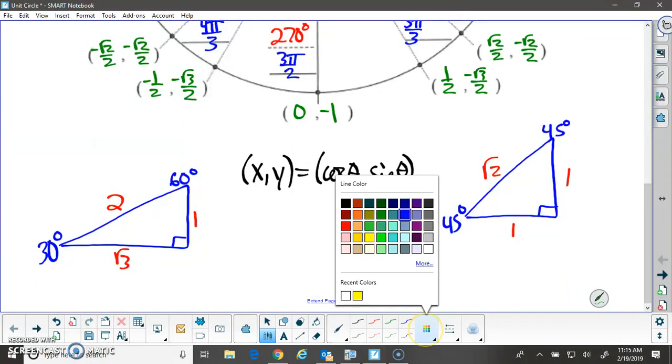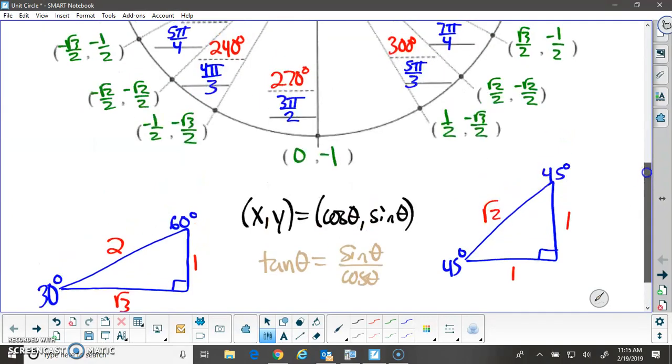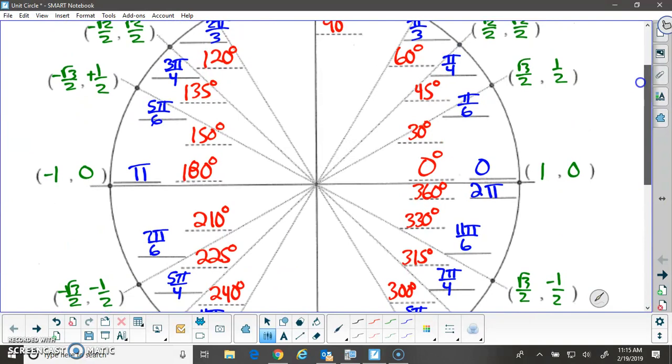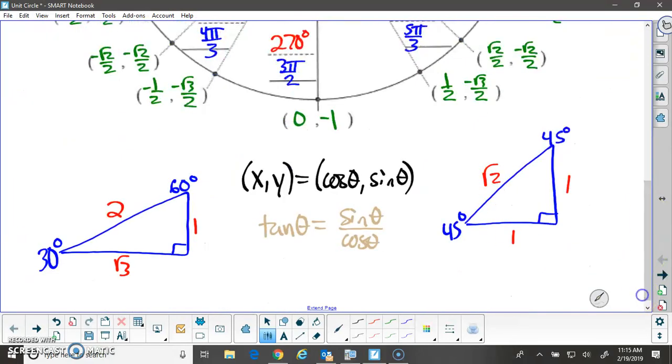So then the last thing to discuss is the tangent value. And tangent equals sine divided by cosine. Therefore, if we take the sine and divide by the cosine, at 0 degrees, we just get 0. At 90 degrees, if we take the sine and divide by the cosine, we get 1 divided by 0, which we cannot do. At pi, 0 divided by negative 1 is 0. And at 3 pi over 2, negative 1 divided by 0, we cannot do. It's undefined.